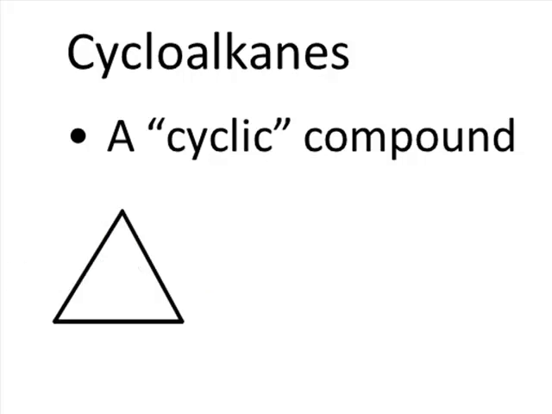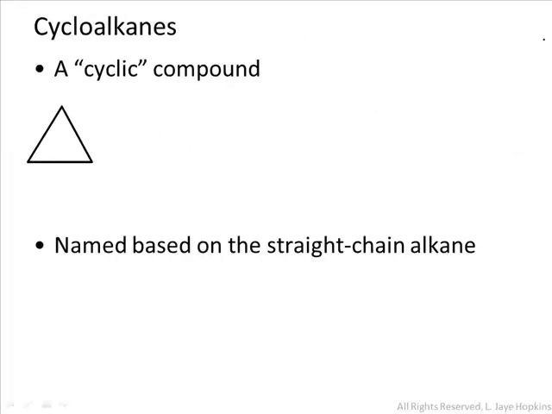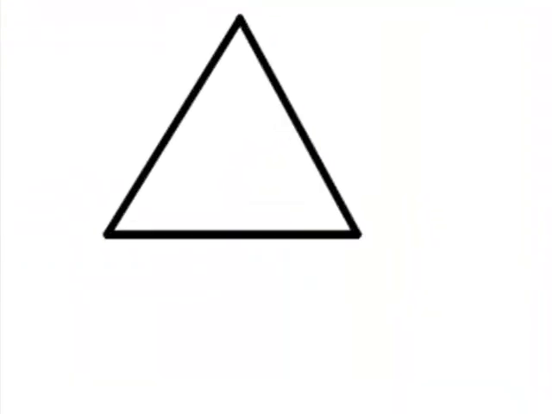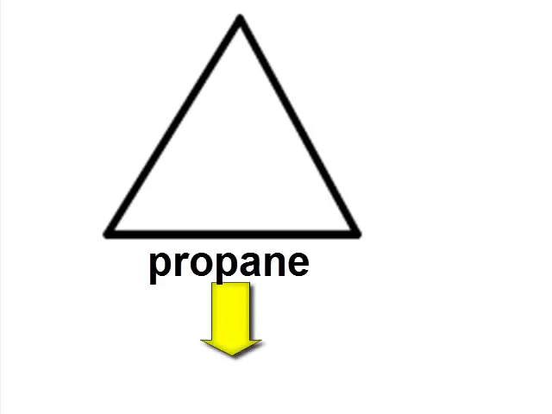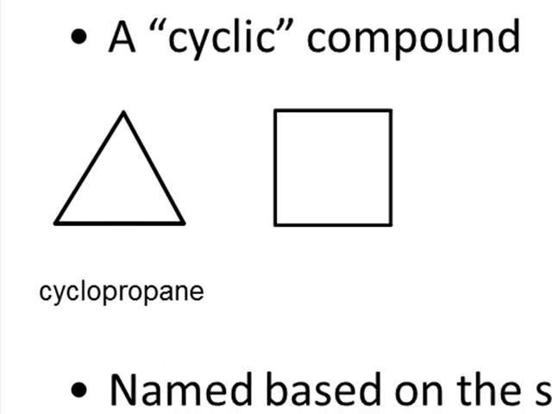It's very easy to name cycloalkanes. We start by considering how many carbons it has and determine what its straight chain form of the name would be. Then we add the prefix cyclo. So in the case of the triangle, which contains 3 carbons, we know that a 3-carbon straight chain alkane would be propane. That means that this cyclic version would be cyclopropane. If I add 1 more carbon, I get a shape that looks like a square.